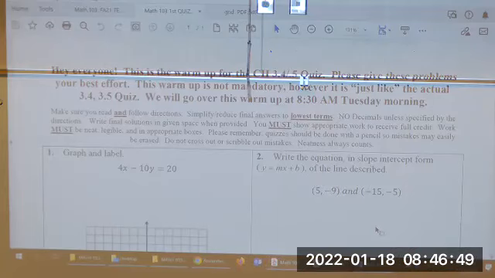Please remember, quizzes should be done in pencil. They don't have to be. Tests have to be done in pencil. Quizzes should be done with a pencil, so mistakes may easily be erased. Don't cross out or scribble out mistakes, because if you want partial credit, I have to grade what you wrote. All right. Good.